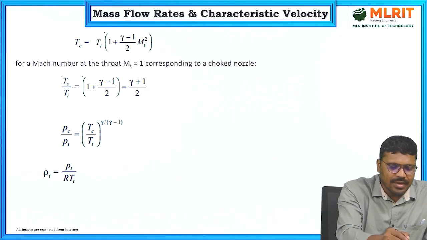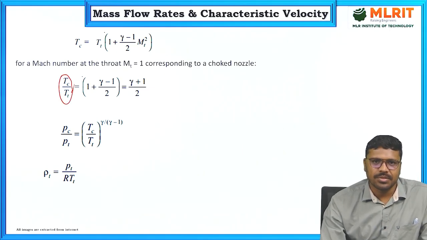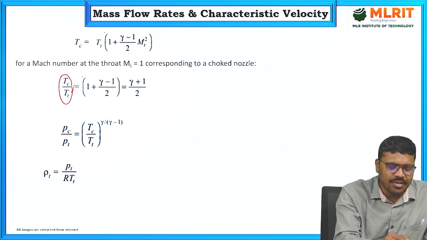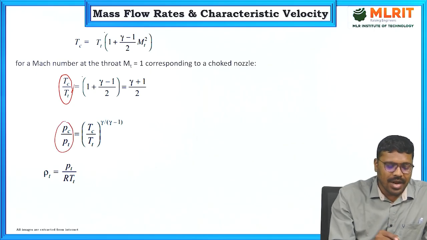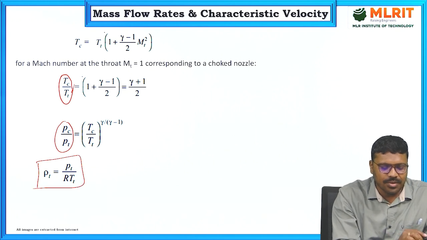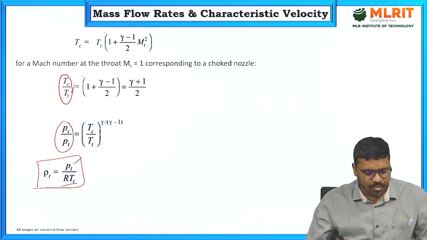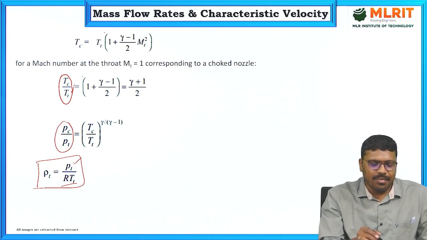Now we have equations. One is a temperature ratio. We have an equation for temperature ratio from the combustion chamber to the throat, and we have another equation for pressure ratios from combustion chamber to the throat, and also we got one more equation in the previous slide, that is density at the throat equal to pressure at the throat divided by R Tt. So now we have to substitute all this in the m dot equation.